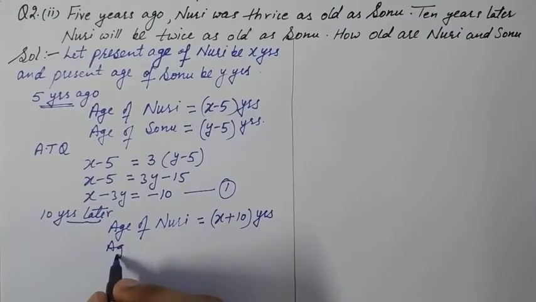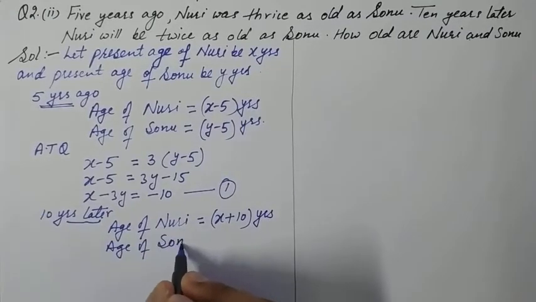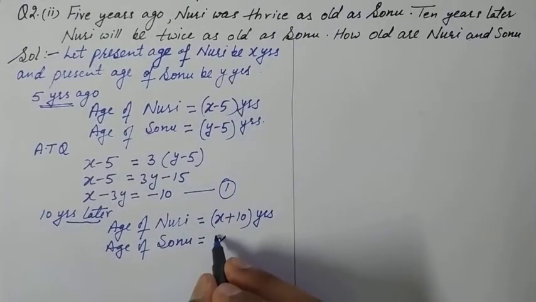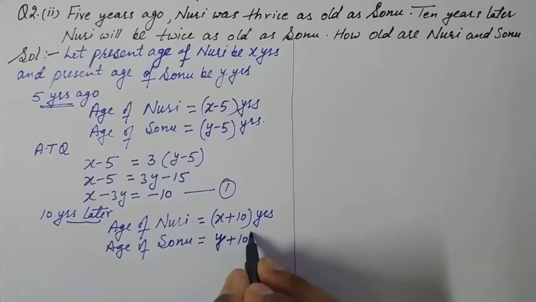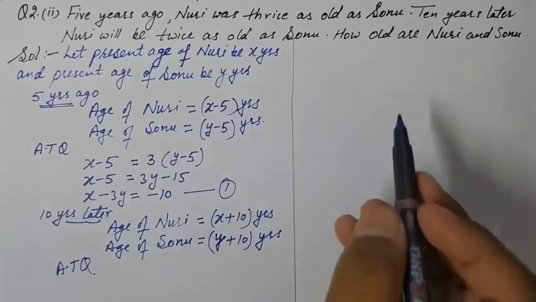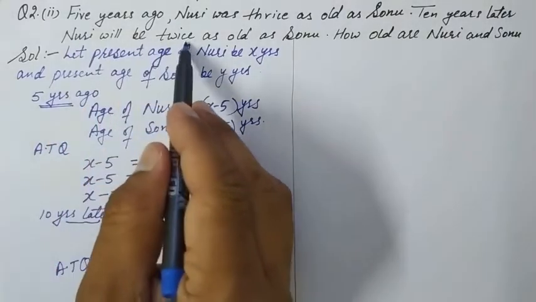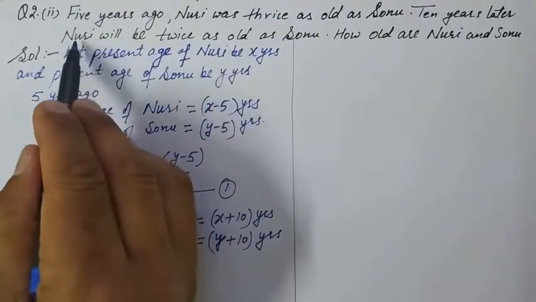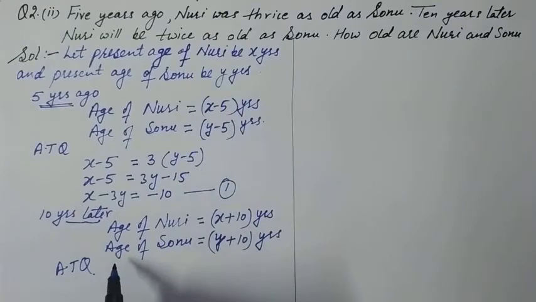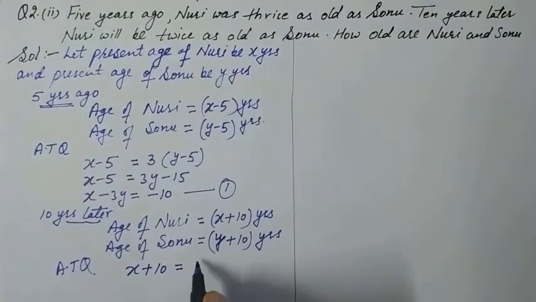And the present age of Sonu is y years, so after 10 years the age will be y plus 10 years. Now what is the condition? According to the question, the condition is Noori will be twice as old as Sonu. It means Noori's age will be twice the age of Sonu. So Noori's age, x plus 10, is equal to twice, meaning 2 times, the age of Sonu. Sonu's age is y plus 10.